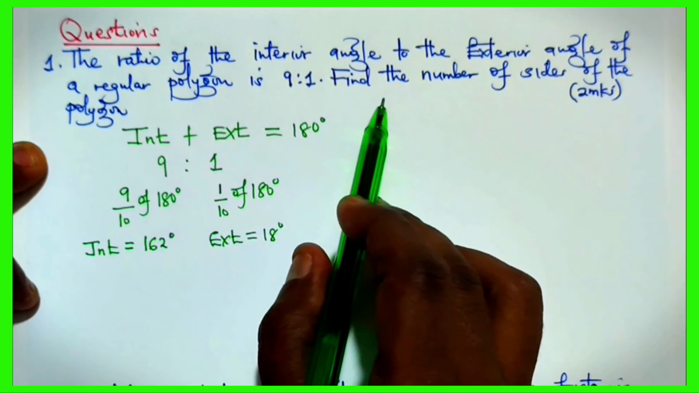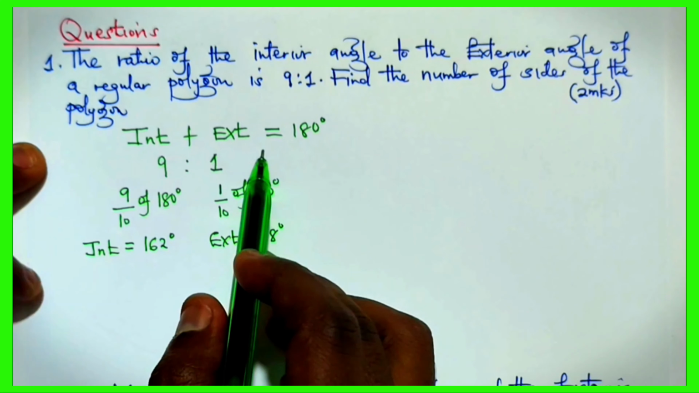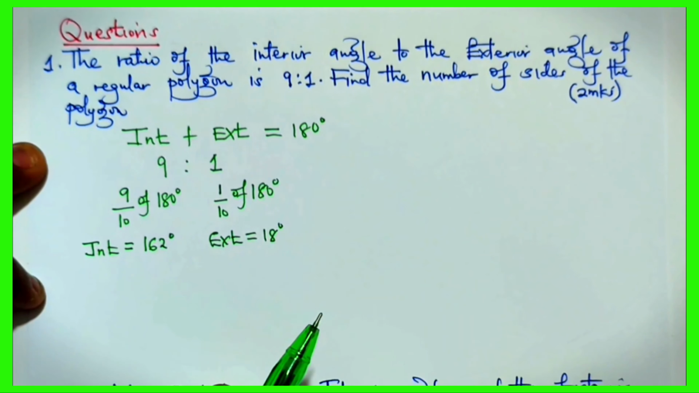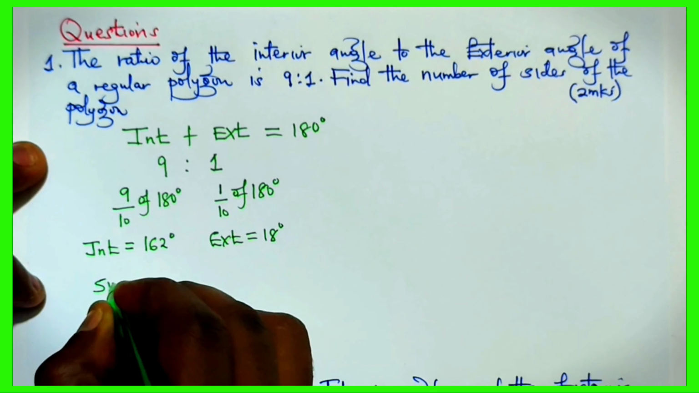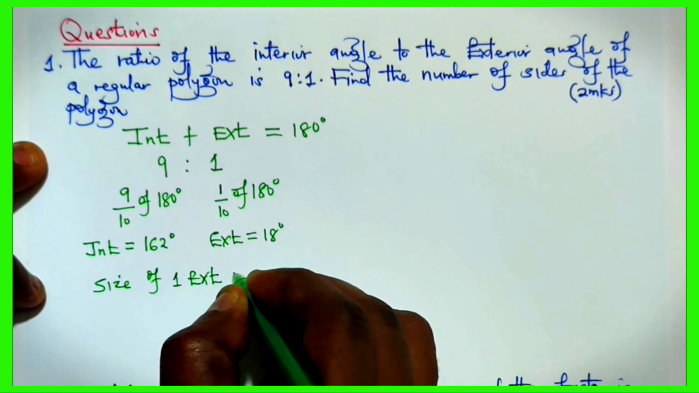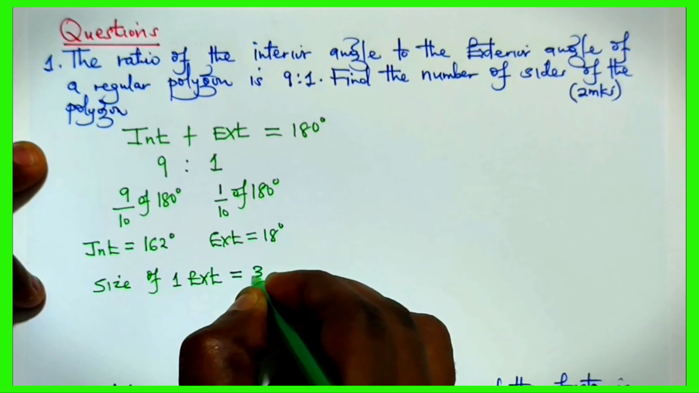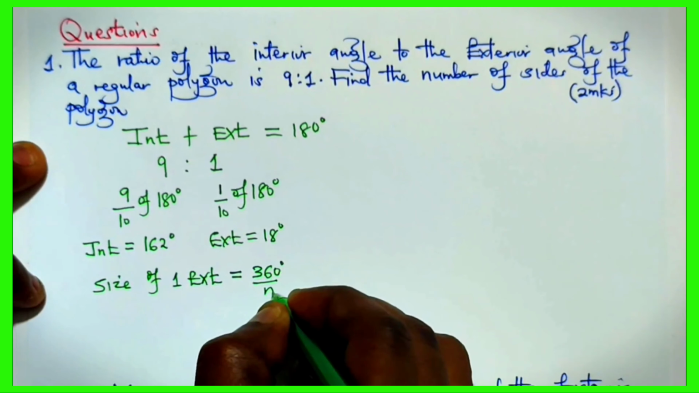But then the question is asking us to find the number of sides of the polygon. Now, to find the number of sides of the polygon, we are going to use the fifth law, which states that the size of one exterior angle of a polygon is equal to 360 degrees over n. Our exterior angle here is 18, so we are going to have 18 to be equal to 360 degrees divided by n. And then we multiply both sides by n to get rid of the denominator.